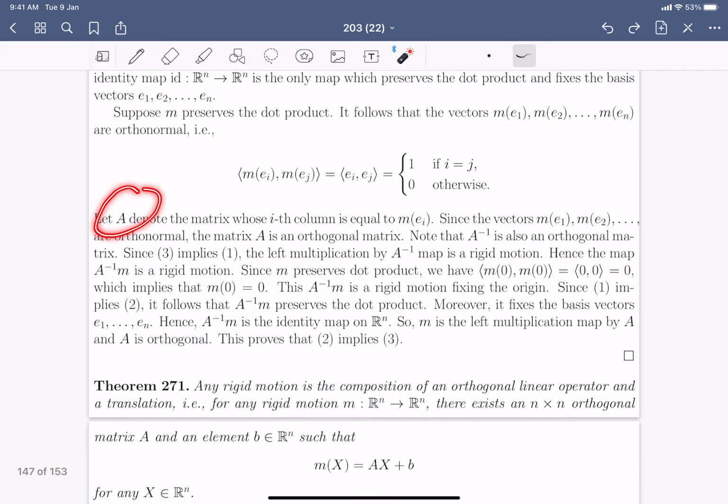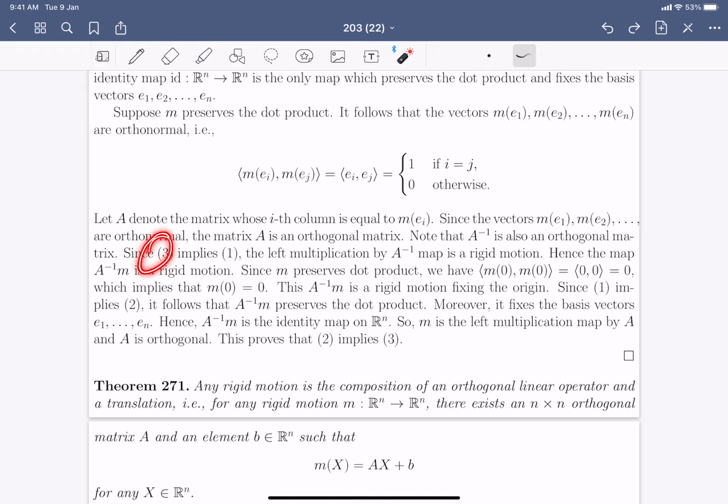Now look at the matrix A whose ith column is equal to M(ei). Since we know that these vectors M(e1), M(e2) till M(en) form an orthonormal set, it follows immediately that the matrix A is an orthogonal matrix. And you can observe that A inverse is also an orthogonal matrix, because the inverse of an orthogonal matrix is an orthogonal matrix.